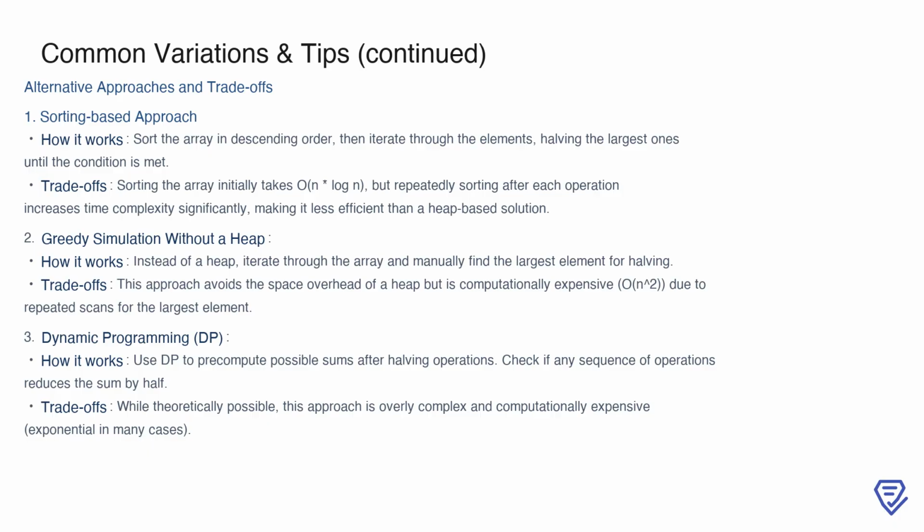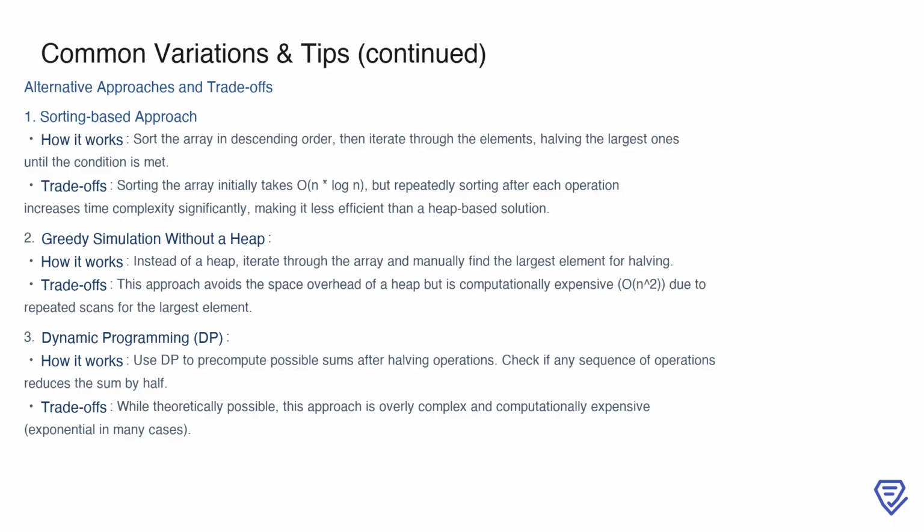Another approach is greedy simulation without a heap. In this method, you manually find the largest element during each iteration and halve it. While this avoids the space overhead of a heap, it's computationally expensive, with a time complexity of n squared due to repeated scans. Lastly, there's the dynamic programming approach.